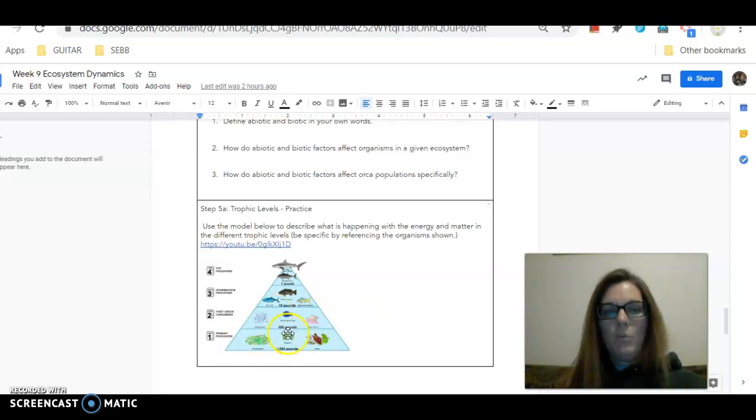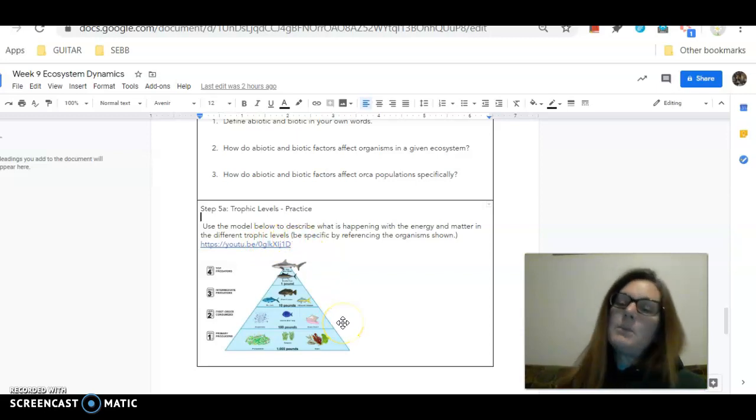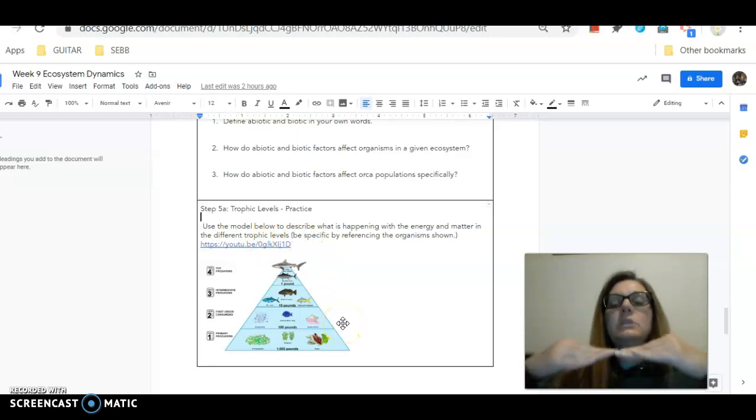So we're talking about level 1, 2, 3, and 4. What we want you to do is use the model below and describe what's happening with the energy and the matter in the different trophic levels. So just think about their relationship. What's the relationship of the energy and the matter that's happening at level 1, and how does it affect level 2?